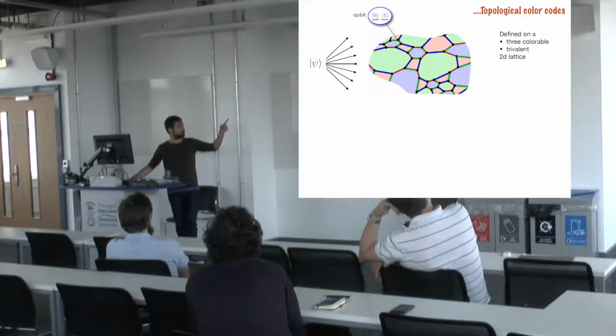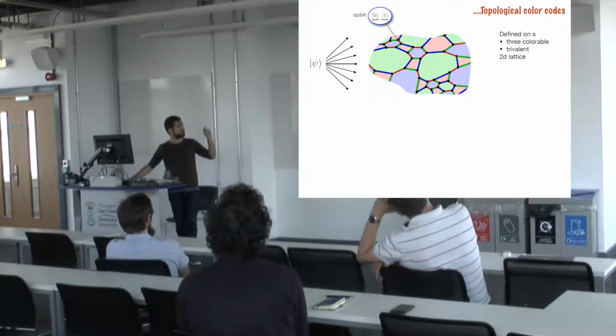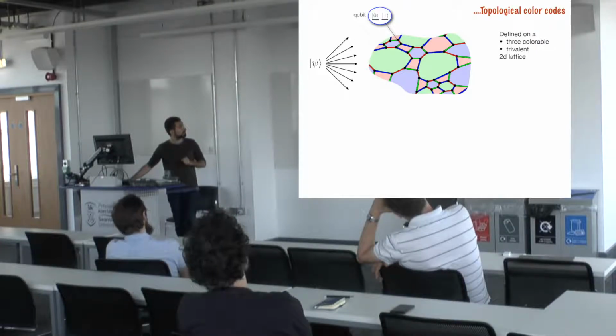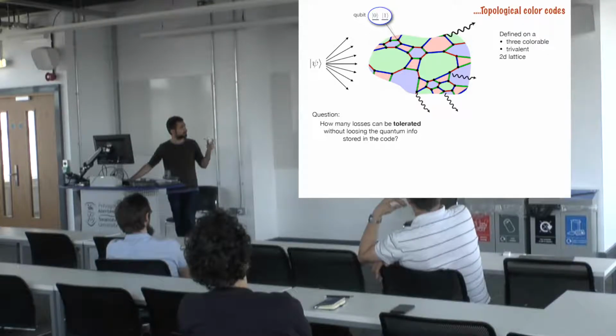It should be tricolorable, meaning that there are 3 colors that you can assign to each of the faces in such a way that 2 adjacent faces do not share the same color. And the lattice should be trivalent, meaning that each of the qubits in the lattice should have 3 links connecting them. So the question we asked is, okay, how many losses can we afford and still be able to recover the quantum information that was originally stored?